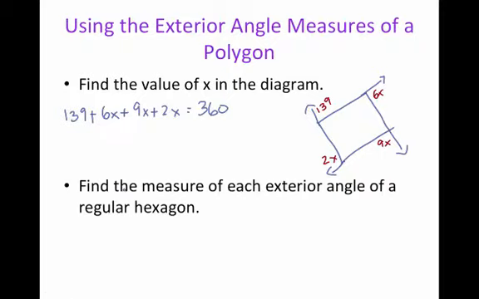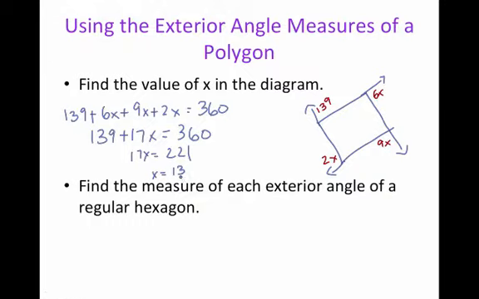So we'll combine like terms, which would be 6 and 9 and 2. So I'd have 139 plus 17x equals 360. I will take 360 and subtract 139. So I have 17x equals 221. And I'll divide 221 by 17. And I get x equals 13.